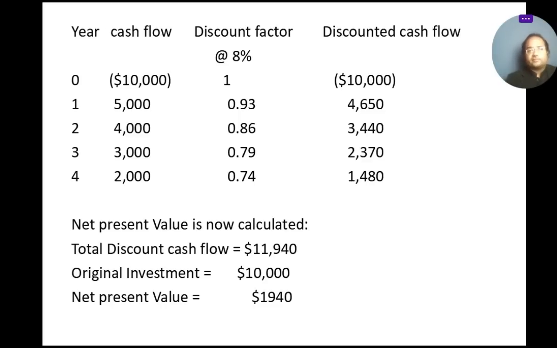You accept the project. If your total discounted cash flow is equal to your original investment, your NPV is zero, or if your total discounted cash flow is below your original investment, the NPV is negative. So you will not accept projects with negative NPV. You accept all those projects which have a positive NPV value.